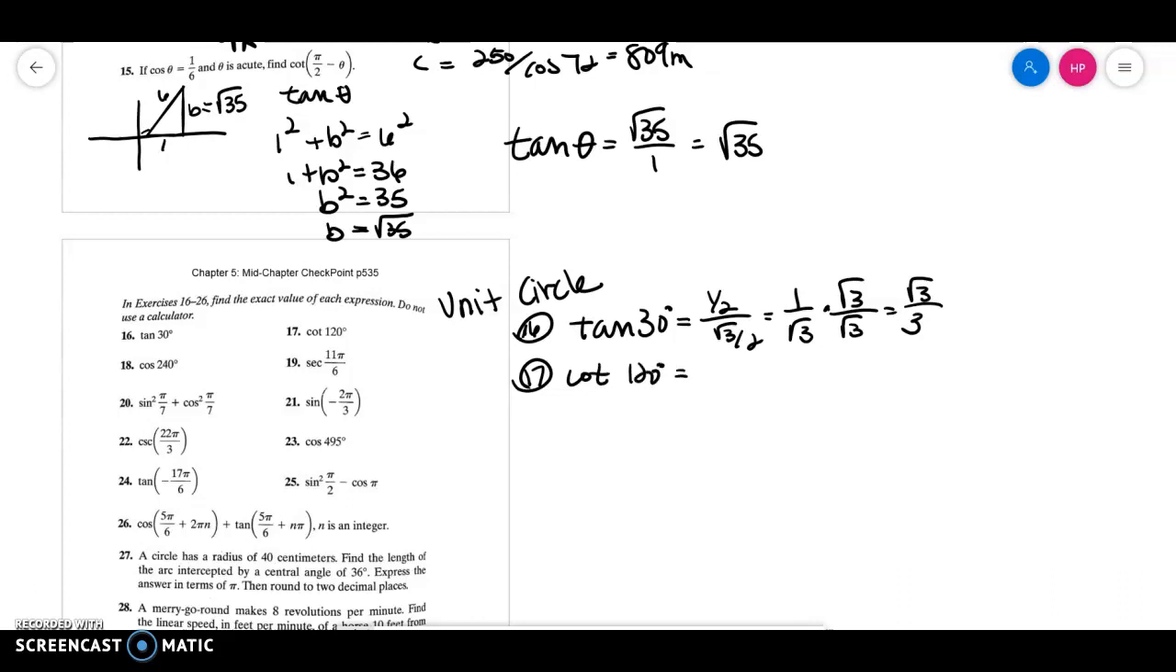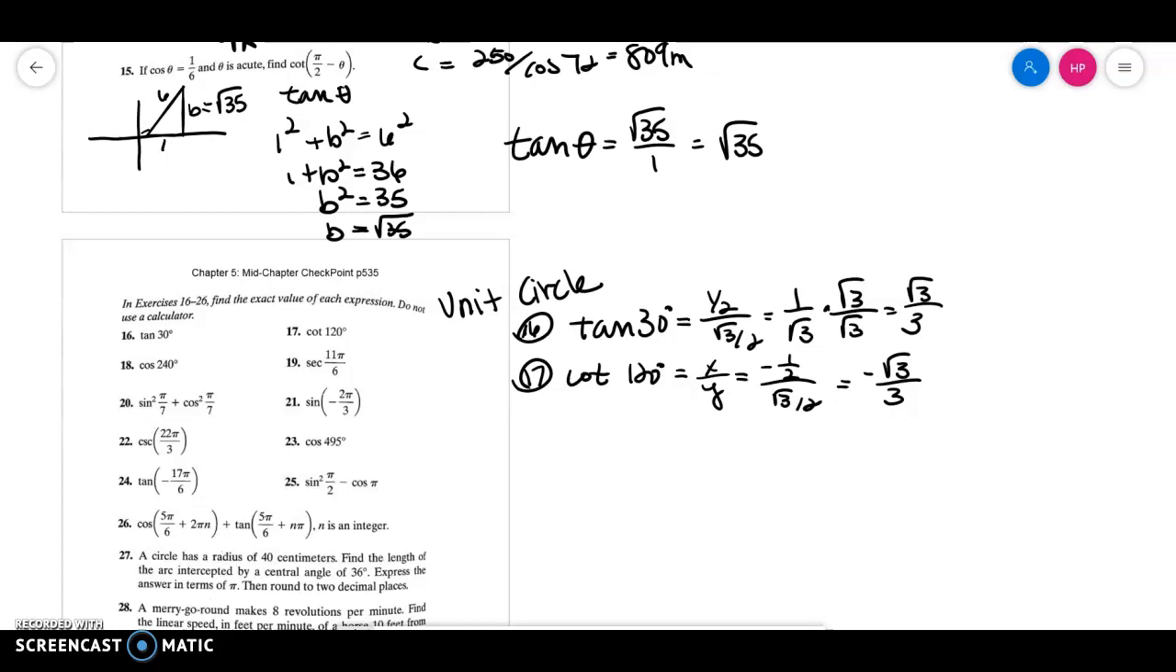Number 17, the cotangent of 120 would be my x divided by y instead of y divided by x, just the reciprocal of that. So if I think of the cotangent, it actually works out to be the same. I have -1/2 and then the square root of 3 over 2. So same work rationalizing. I'm just going to end up with negative square root of 3 divided by 3.